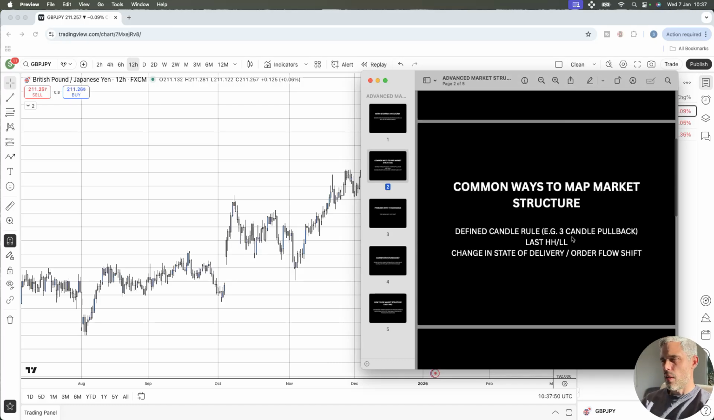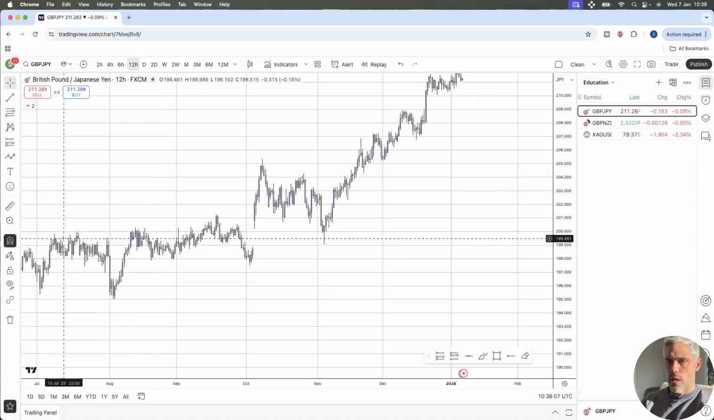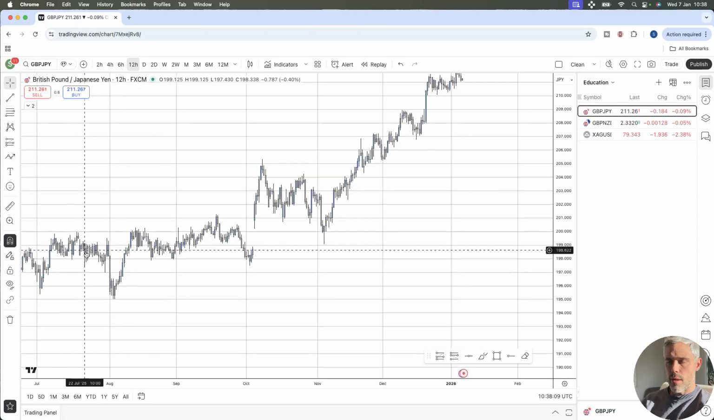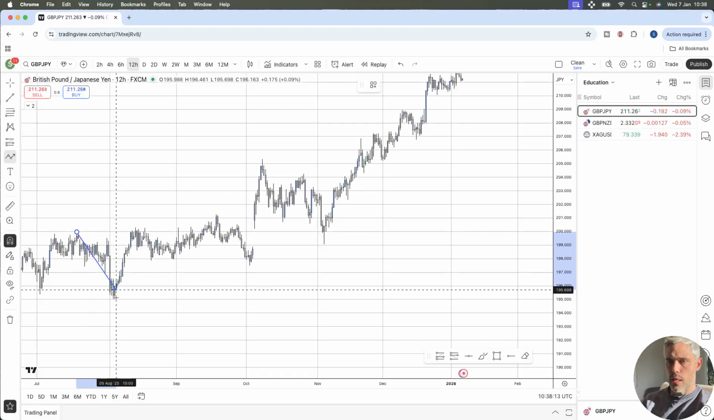I'm not going to spend ages in this video. Feel free to go and look at other ways that market structure is mapped. I've seen it done in a couple of different ways. One of the most popular is a mechanical defined candle pullback rule. So that would be, for example, if you have more than a certain number of candles in a specific pullback. For example, here, say there were 3 candles or 5 candles.